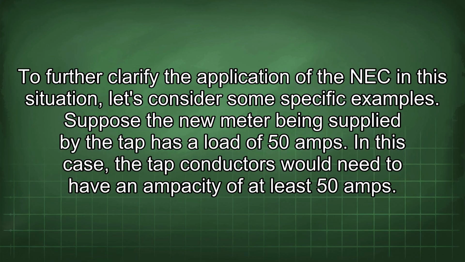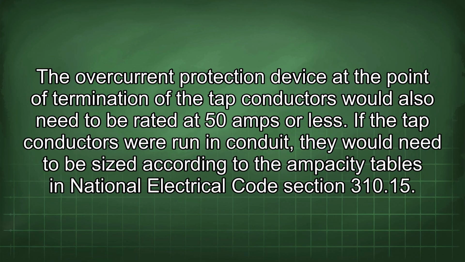Suppose the new meter being supplied by the tap has a load of 50 amps. In this case, the tap conductors would need to have an ampacity of at least 50 amps. The overcurrent protection device at the point of termination of the tap conductors would also need to be rated at 50 amps or less.